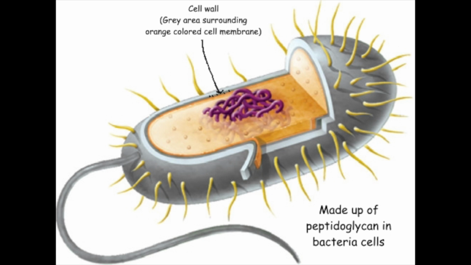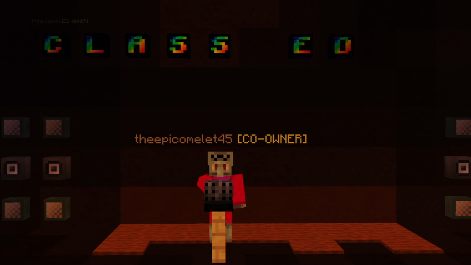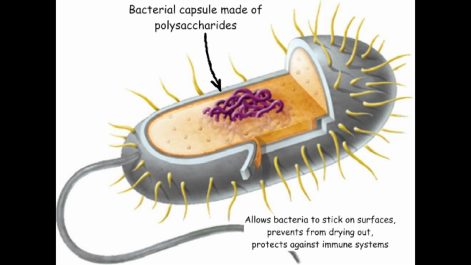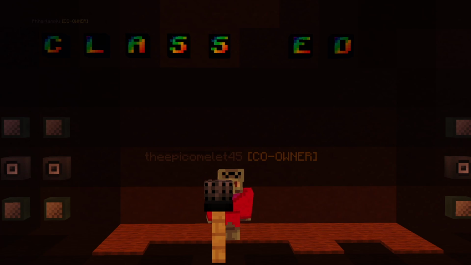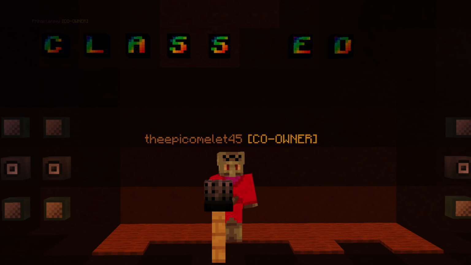Bacteria cells exclusively have a cell wall made out of peptidoglycan. Another thing that bacteria cells have that archaea cells don't is a capsule made out of polysaccharides. This bacterial capsule helps the cell stick onto surfaces, prevents the cell from drying out, and in the case of disease-causing bacteria, protects against immune systems. And that's all you need to know about prokaryotic cells.